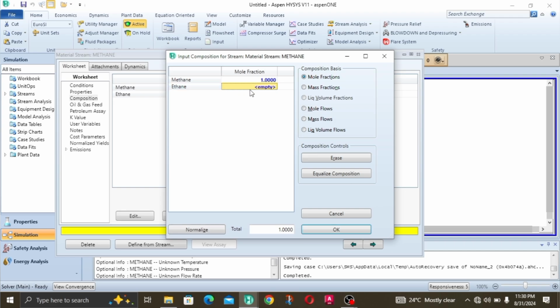You can see it. We still have to select a value for ethane. That's what you think. That's what everyone thinks. But Aspen HYSYS is so smart that it knows there's a maximum value for everything.